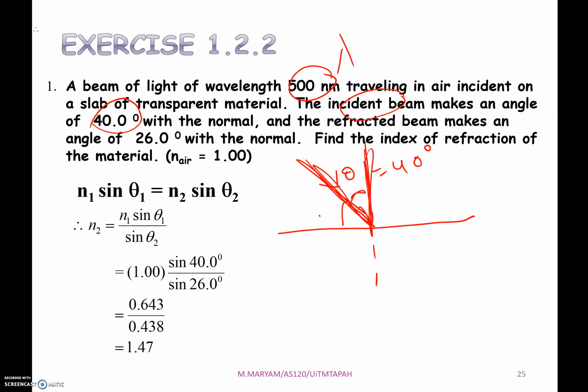And the refracted beam makes an angle of 26 degrees with the normal. So let's say this is the refracted beam, and from the normal to here, this will be 26 degrees. So use that inside your equation, n1 sine theta 1 equals n2 sine theta 2. Substitute all the values. n1 is the index of refraction of the first medium, which is air, times sine 40, the incident angle, divided by sine of the refracted angle, and you will get 1.47.